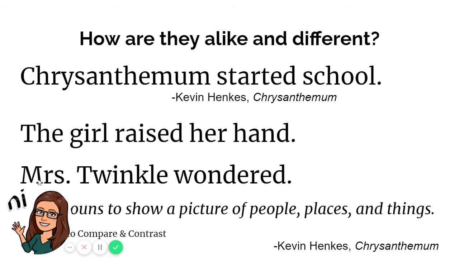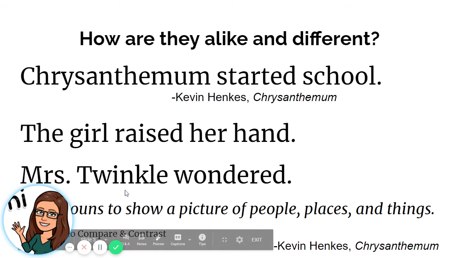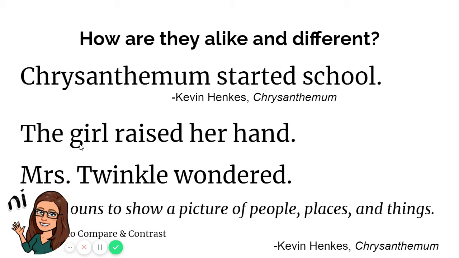Second sentence, sentence number 2 says the girl raised her hand. The girl, remember girl is a noun. We can picture a girl in our mind. There's 1. Raised her hand. Hand is another noun. 2. You can picture it in your mind. Girl is a person. And hand is part of a body. You can call it a thing. So sentence number 2 has 1, 2 nouns.